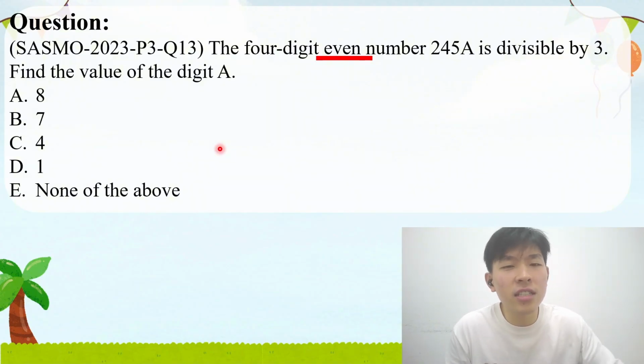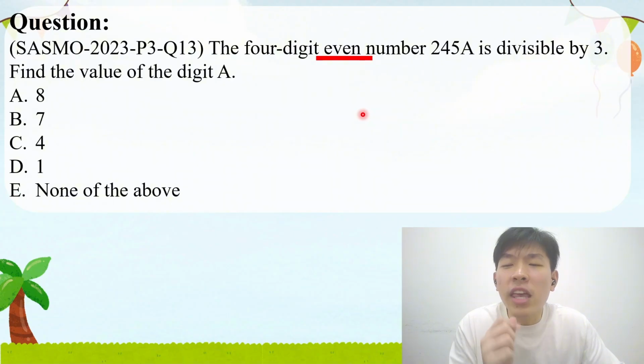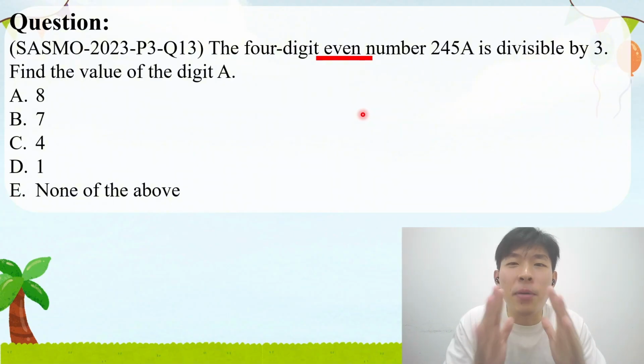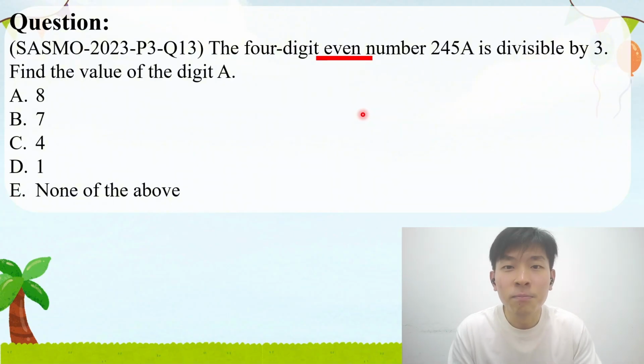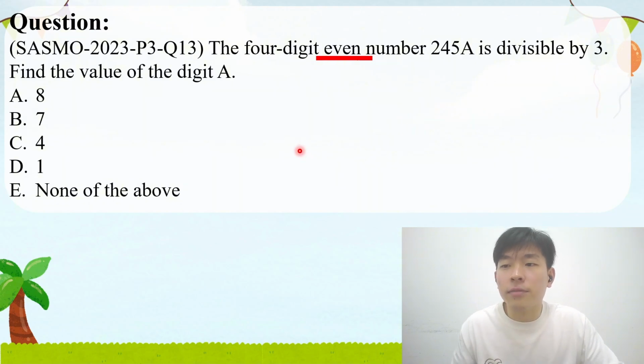So the question says this is a four-digit even number. What do we know here? Very good. If you say that, oh, this is even, so it cannot be 7 and 1. You are perfectly correct. Good job. Now, we know that this is an even number, so A must also be even. Very good. So here we can cancel off B and D.